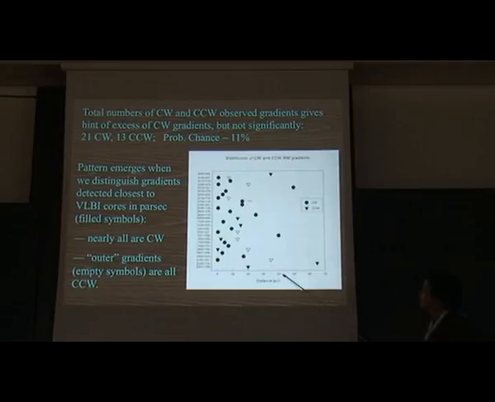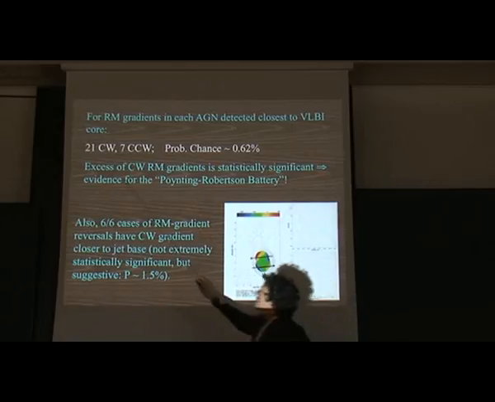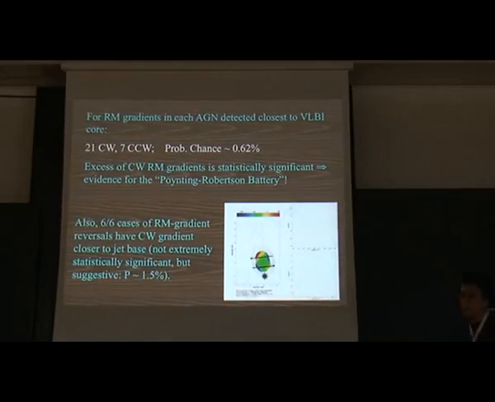And essentially, once you make that distinction, you start to see that almost all the filled circles, almost all the inner gradients, are clockwise, and in fact, all of the outer gradients that we find are counterclockwise. If you follow this through to see if it is statistically significant, for those inner gradients, 21 are clockwise, 7 are counterclockwise, and the probability that 21 or more came up by chance is only 0.6%. Okay? So this is a bizarre result.